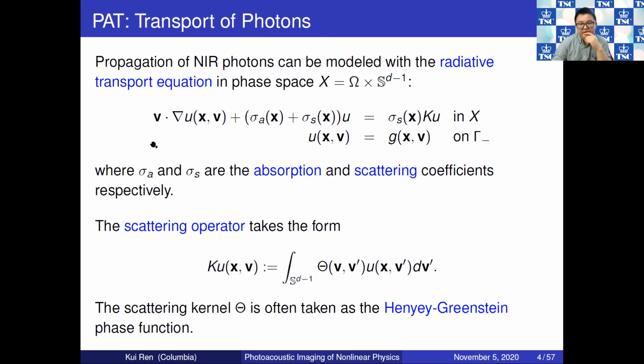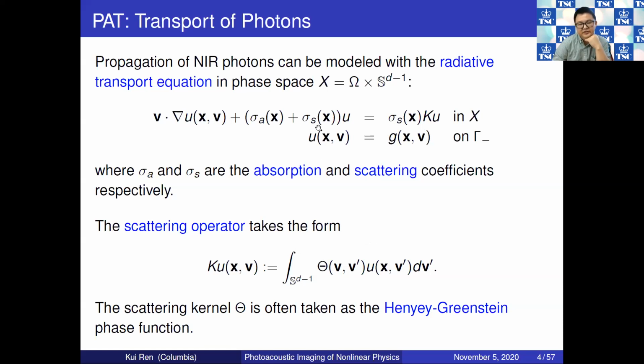So you have a density of photons that is a function of both its position and its direction of travel. x is the position, v is the direction of travel. You have basically a free transport term here, and then along the trajectory you could be absorbed. Sigma A is the absorption coefficient. And then there's a scattering mechanism, the operator K here, that tells you how photons traveling in one direction get scattered into another direction.